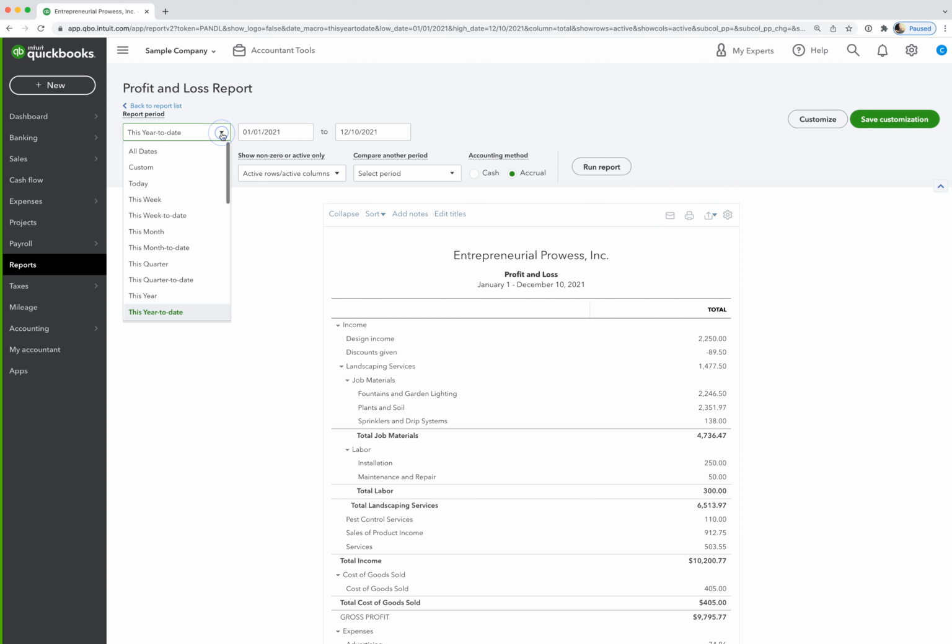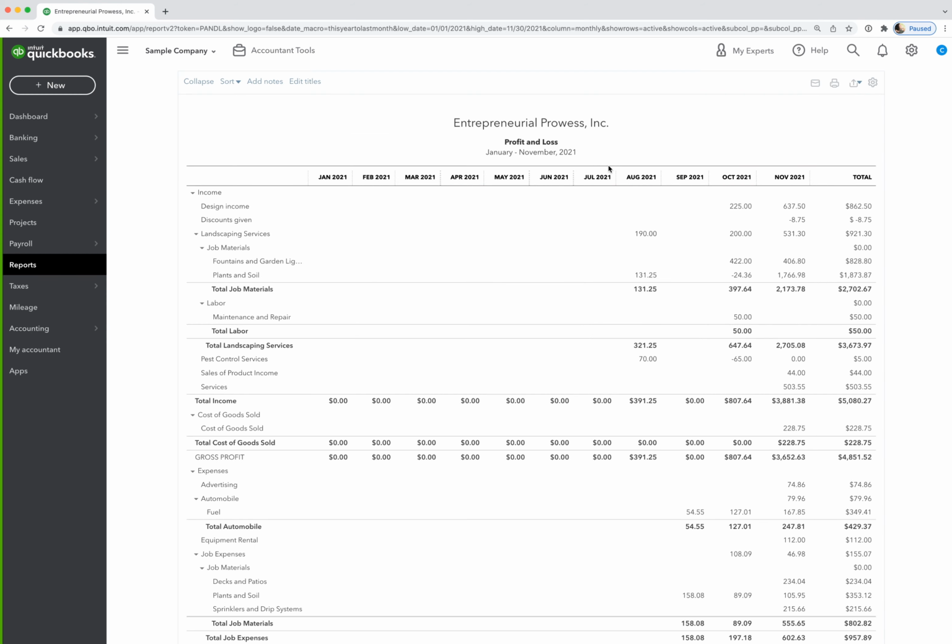So I'm going to change this report period to this year to last month, and then I'm going to display the columns by month. So we're just looking at our profitability by month. I'm going to do the cash method here. And let's just start by first running this report. So that, again, is our basic profit and loss by month report year to date.